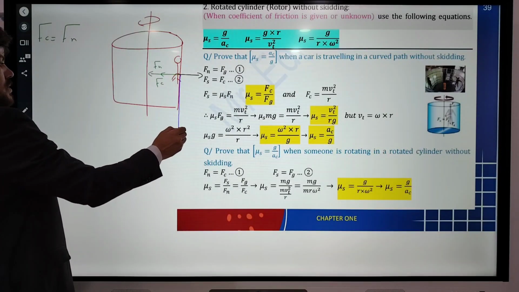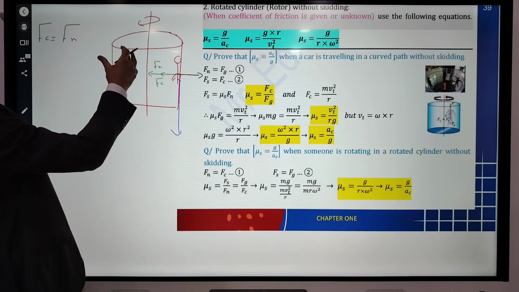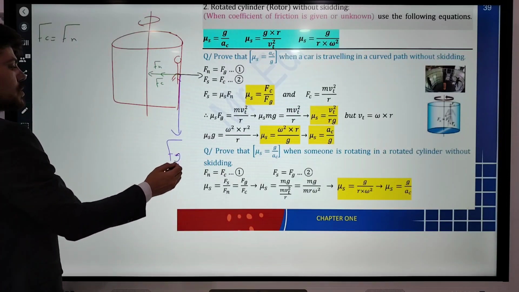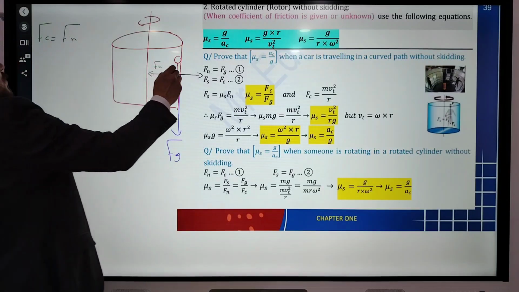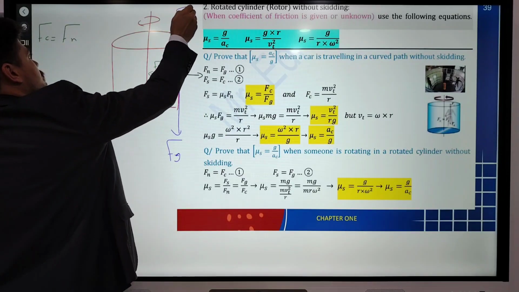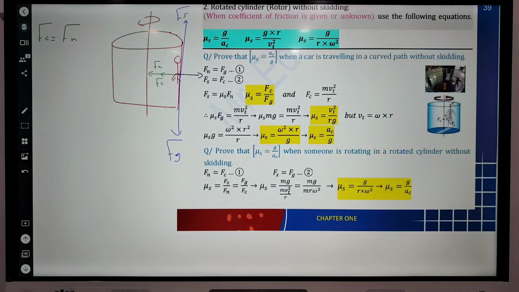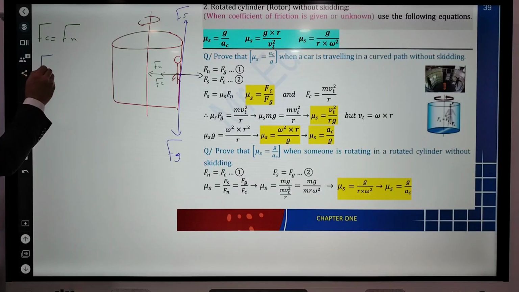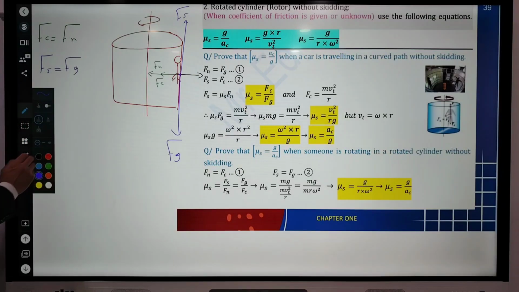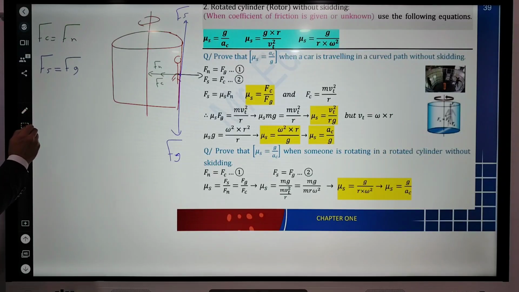But what about the gravitational force? When the rotating cylinder slows down, what happens to this guy? He moves downward because of what? Because of gravity. And the friction prevents him from moving downward quickly. This force is called the static frictional force. In the cylinder, Fs is equal to Fg. It's completely different from the previous case. According to the main equation of static friction, the coefficient of static friction mu s is equal to Fs over Fn, always.